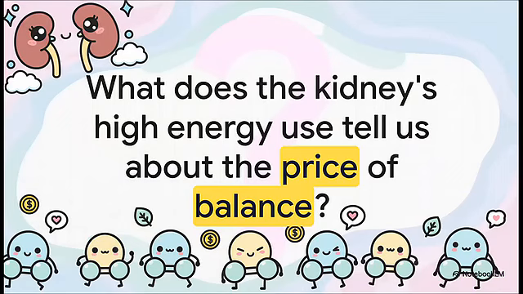So I'll leave you with this final thought. Your kidneys use a staggering amount of energy, second only to your constantly beating heart. So what does that tell you about the real price of balance? It tells us that the stable, healthy state we take for granted isn't just a default setting. It's something that is actively, constantly, and very expensively maintained by our bodies, one molecule of ATP at a time.